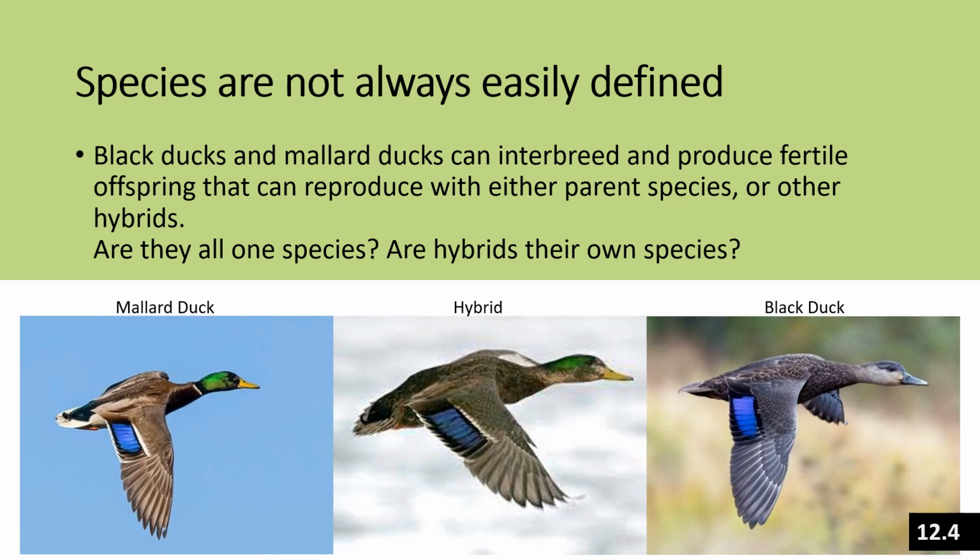But again, nature doesn't always fit into nice boxes. Currently, mallards and black ducks are considered separate species, but their hybrid can also produce fertile offspring. So you can see how when we actually look at what is happening in nature, it doesn't always fit neatly in those boxes we've created.